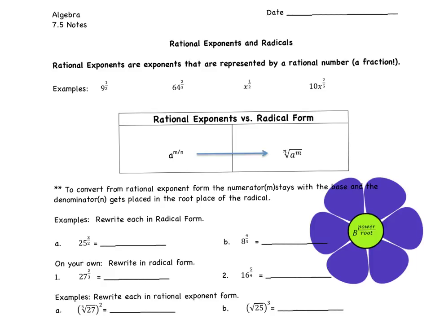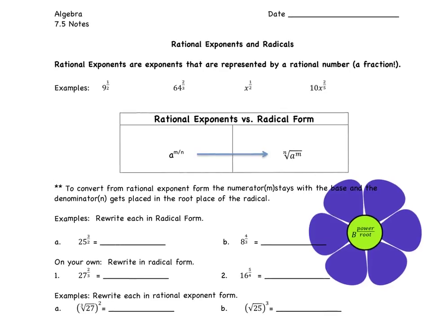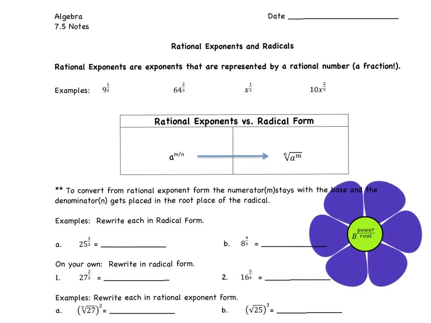Right, here are your notes for section 7.5, rational exponents and radicals. Go ahead and fill in the date that you're working on this up here so you have a reference for yourself.